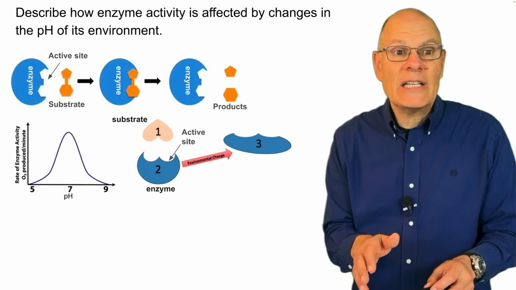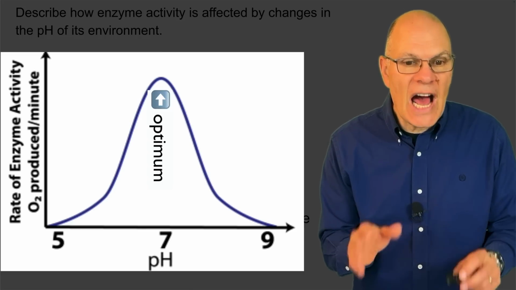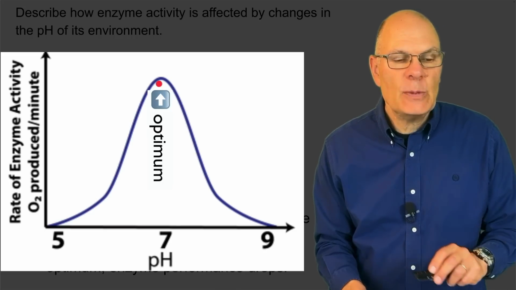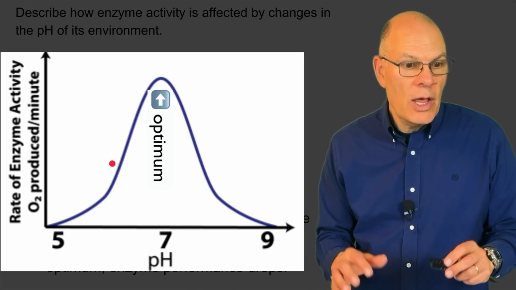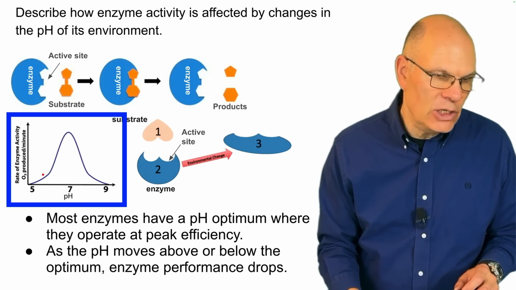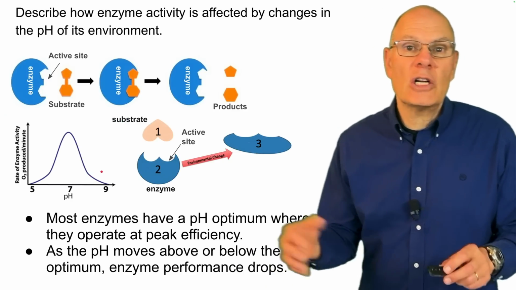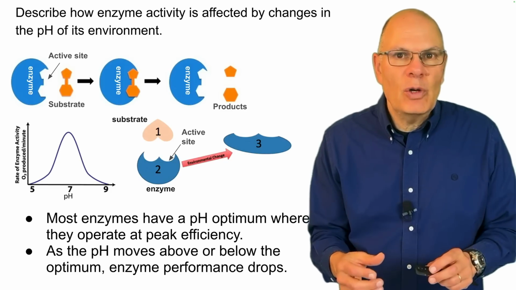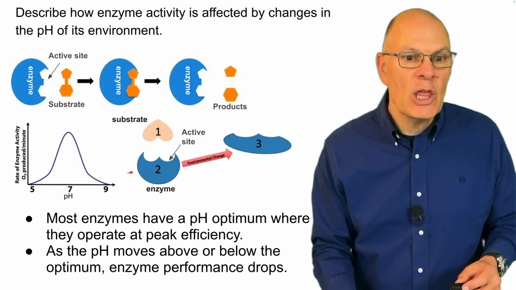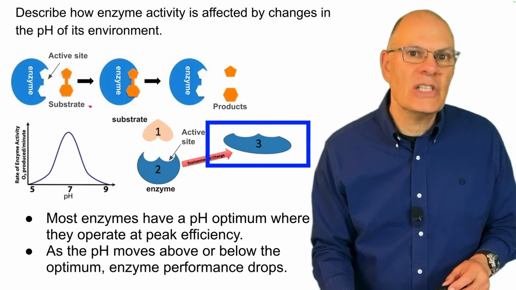Describe how enzyme activity is affected by changes in the pH of its environment. Most enzymes have a pH optimum where they operate at peak efficiency. Here's the optimum right here. As pH moves above or below the optimum, enzyme performance drops. And this is the rate of enzyme activity, and you can see that as the pH drops, it goes down. As the pH increases, it goes down. Why? It's for all the reasons we talked about in the previous slide. It's that enzymes are proteins. If you change the pH, you disrupt the bonds that hold that protein in its specific shape. The result is denaturation and less good fit between the enzyme and its substrate.